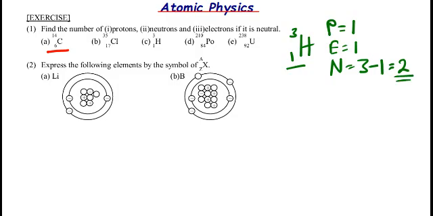Now this is what we call tritium, one of the isotopes of hydrogen. So this is hydrogen 3.